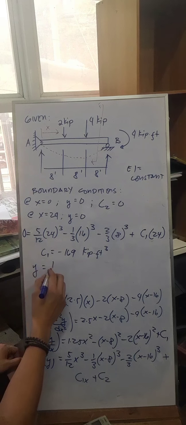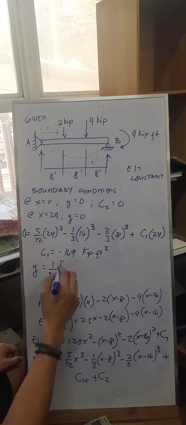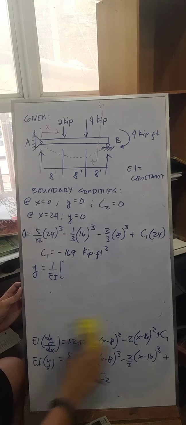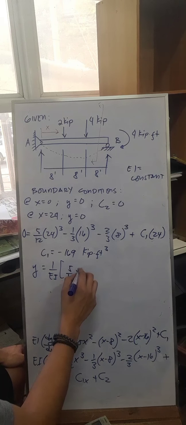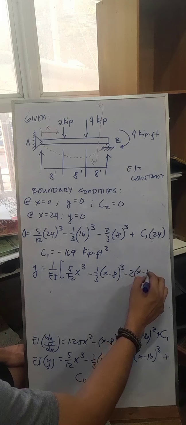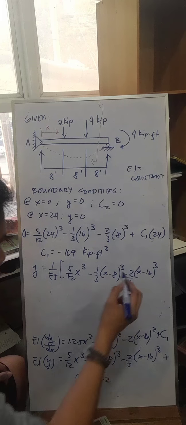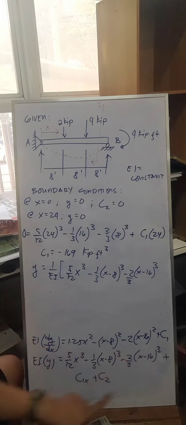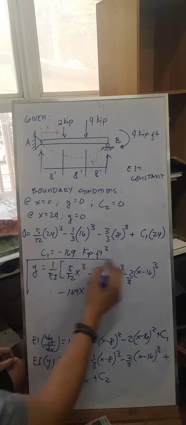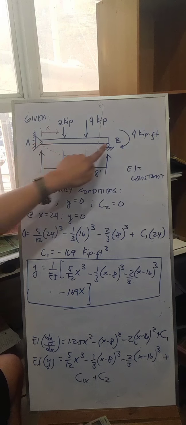Now that you have C1 and C2, you can have the equation for y, which is y equals 1 over EI. You just have to transfer EI to the other side. Then you will have 5 over 12 x cubed minus 1/3 x minus 8 cubed minus 2/3 x minus 16 cubed plus C1 x plus 0. So this is now your final equation for your displacement. You can determine the value of your displacement at any value of x from 0 to 24.